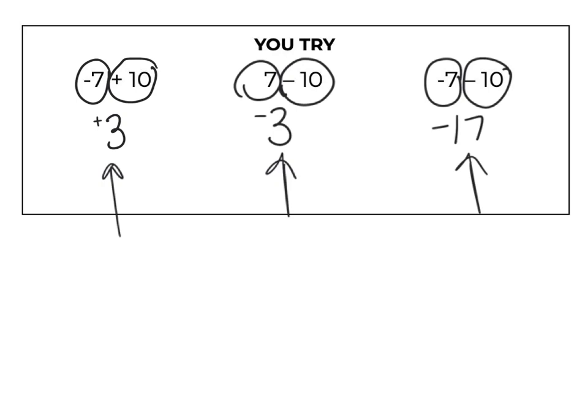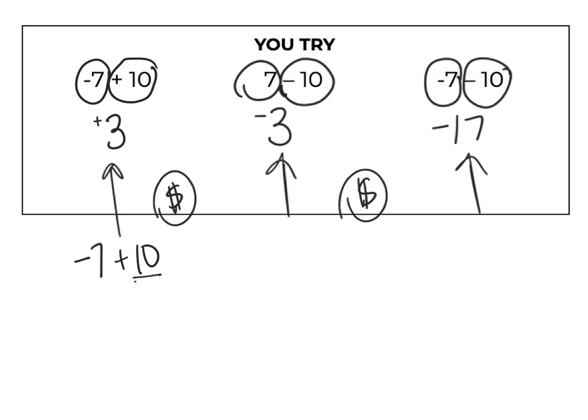So still struggling? Let's think about it in terms of money. If someone has a debt of $7, but then they have $10, 7 of those positive dollars go to paying off the debt, and you're left with +3.